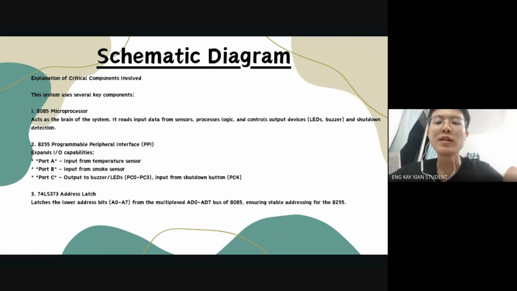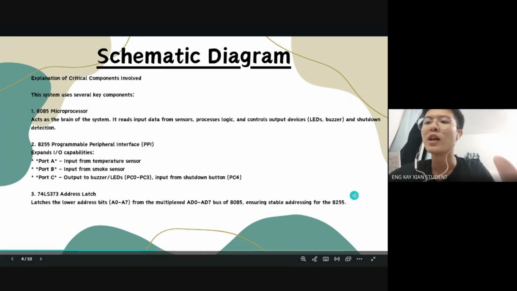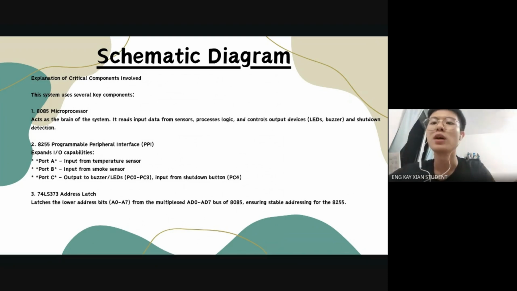The first one is the main one, the 8085 microprocessor. It acts as the central processing unit, CPU, of the system, and it continuously monitors sensor inputs through I/O ports and makes decisions based on the program logic. It controls output alerts and handles manual shutdown input. The second is the 8255 programmable peripheral interface, PPI. It serves as an I/O expansion interface, enabling the microprocessor to communicate with multiple input and output devices simultaneously, and it is configured in mode 0. It has the input of port A and port B and the output of port C.